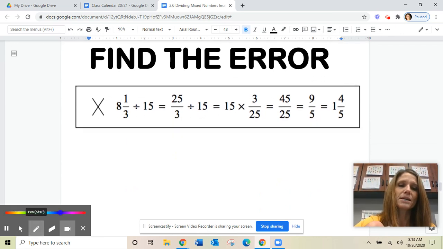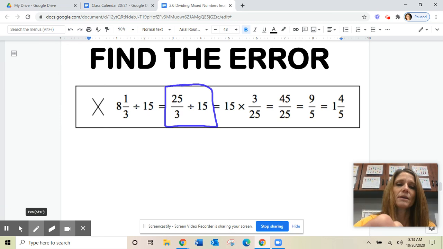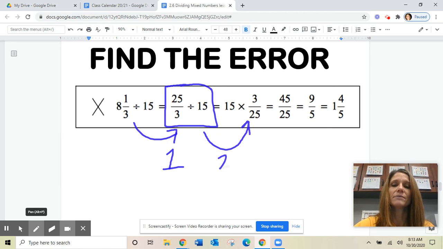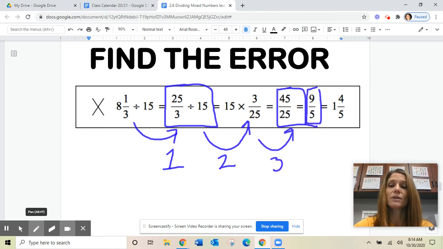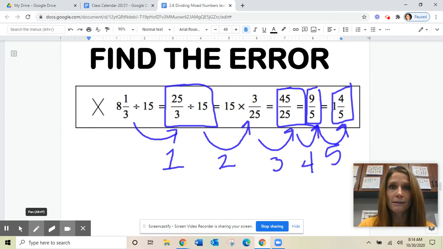Did I make a mistake when I went from this problem to here, this part to here, oops, this part to step 3, 3 to 4, or 4 to 5? Lots of little pieces here. We'll pause the video so you can kind of do some error analysis for me.